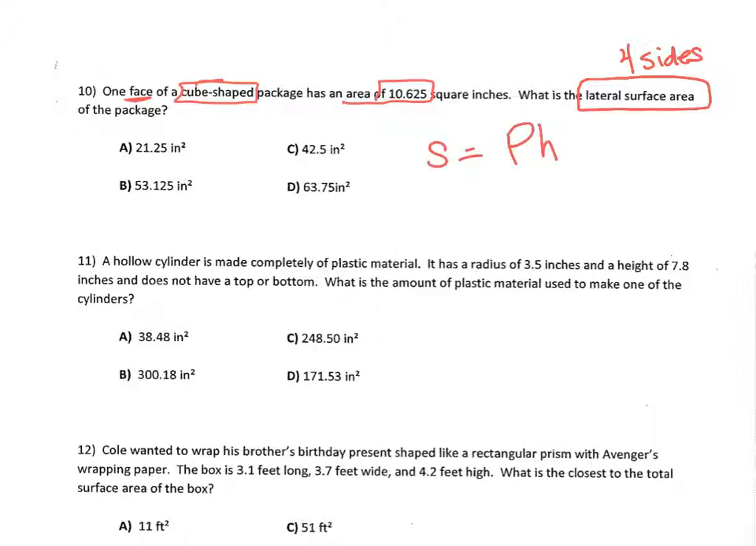So perimeter of your base times the height of the sides. So would that all be? So this and this, 10.625. So what would each side of that be? 10.625, if that's the area of one of the faces. So this times this. You divide by 2.